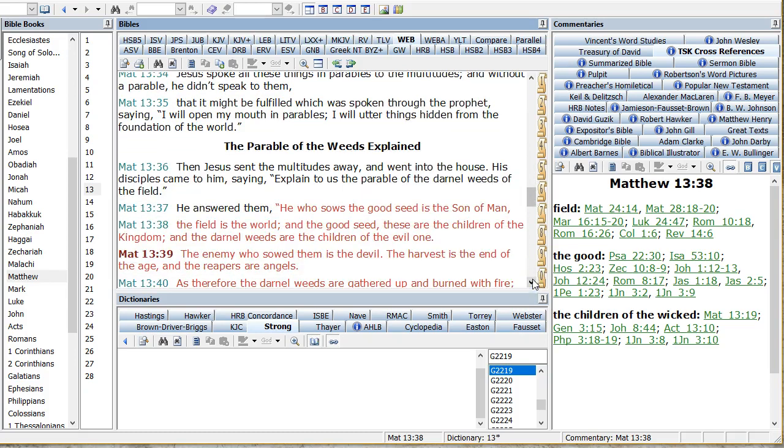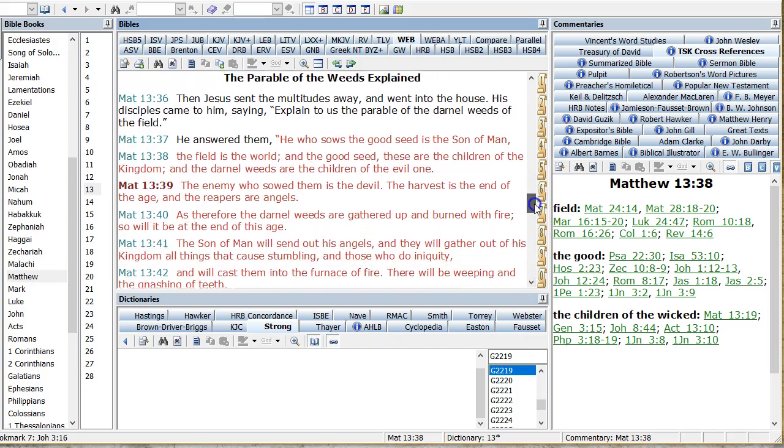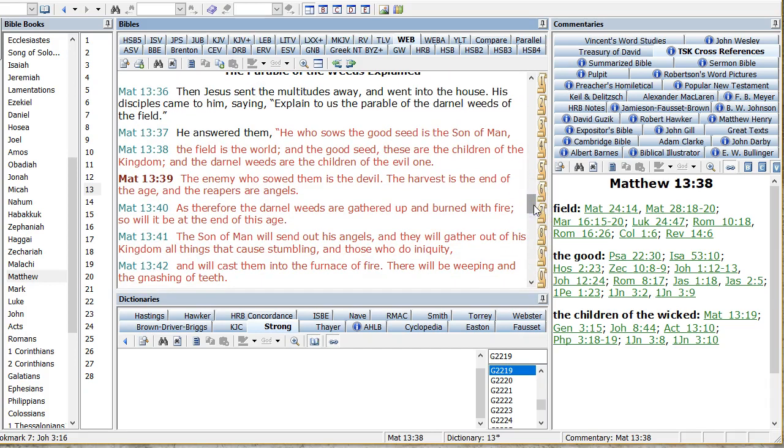Now a little later, it says in verse 36, "Then Yeshua sent the multitudes away," because he was speaking to multitudes at this time, "and he went into the house. His disciples came to him, saying, 'Explain to us the parable of the darnel weeds of the field.'